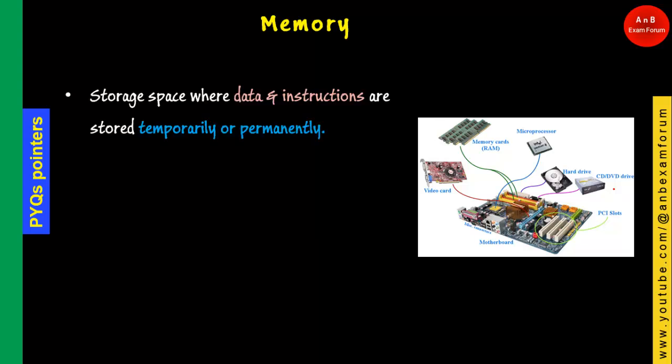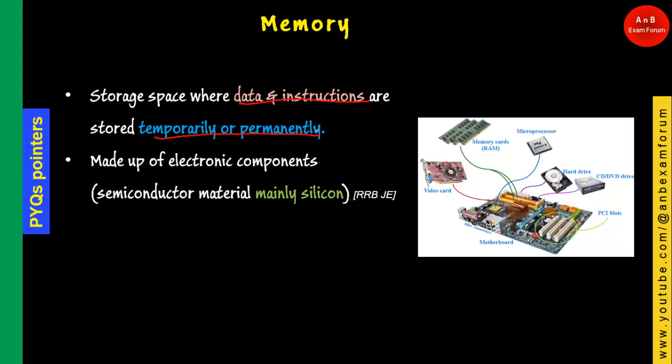So students, remember, memory is the storage space where data and instructions are stored temporarily or permanently. It is basically like a box which stores the data and instructions either temporarily or permanently. And just remember, all the electronic components residing inside the computer are made up of semiconductor, mainly silicon. This type of question we have seen in RRB JE. So all the electronic components are made up of semiconductor material, silicon.